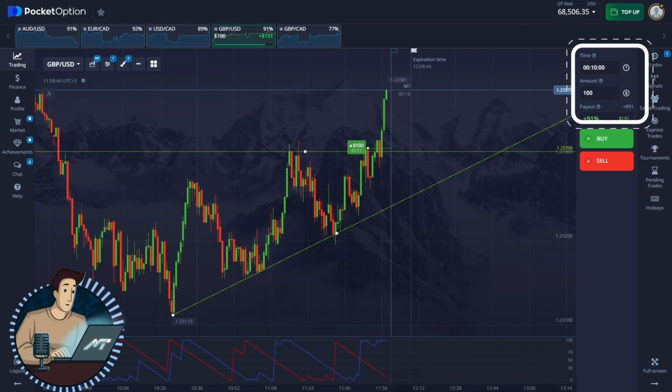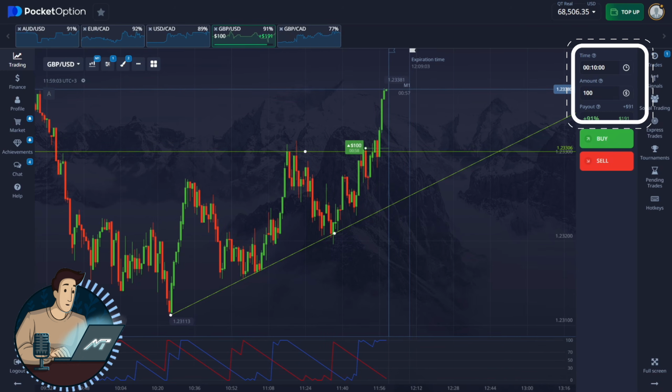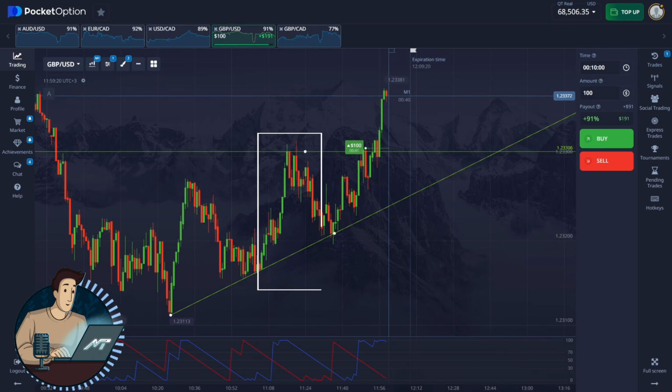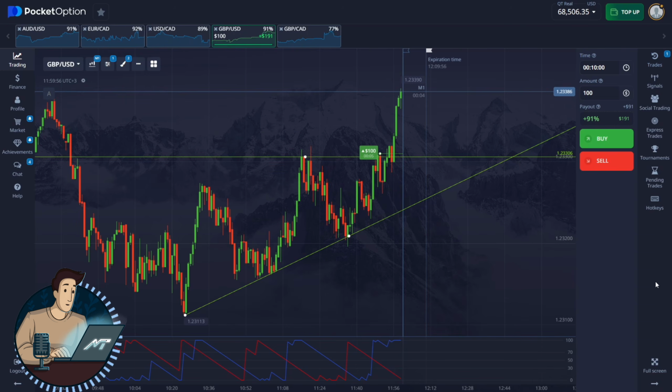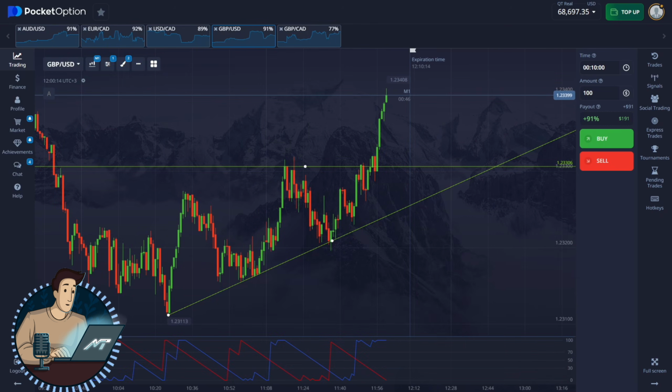Fifth, choosing expiration time. If we're trading on a 1-minute chart, we set the expiration long enough for the price to move at least halfway through the previous impulse. Typically, this means 5 to 7 minutes.